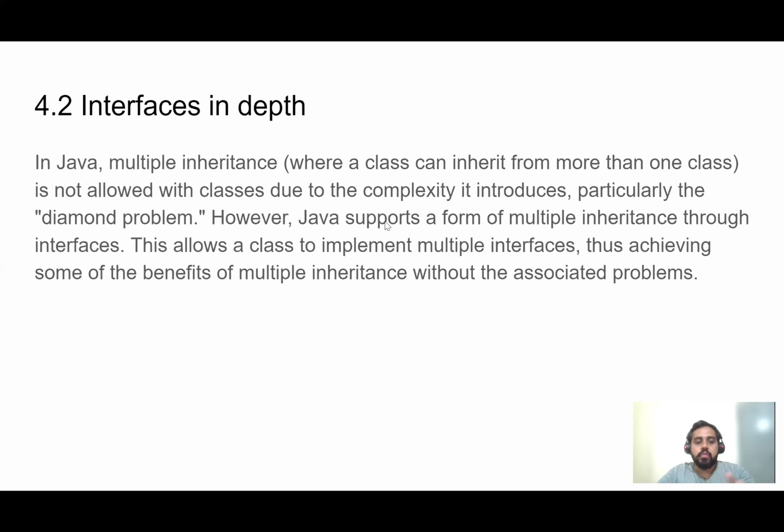We already discussed interfaces in our previous videos, but in this video, I'll talk more about multiple inheritance through interfaces. In the inheritance concept, I told you that in Java only multi-level inheritance or single inheritance is allowed, but multiple inheritance is not allowed. Why? Because we'll end up in a diamond shape problem.